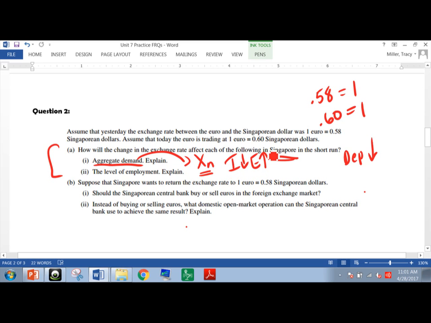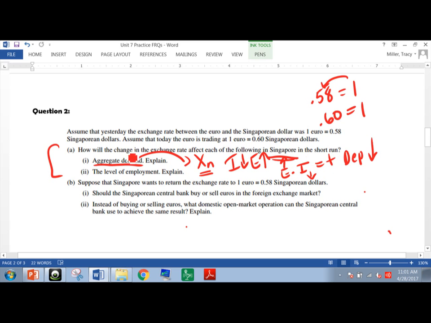Why would they export more? Well, from a European perspective, everything in Singapore is cheaper. So they're going to buy more Singaporean goods. So you remember that net exports is exports minus your imports. So if the export number is higher and the import number is lower, then overall we're going to end up on the plus side over here.